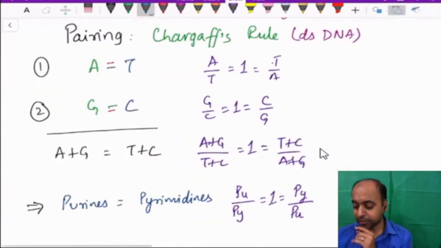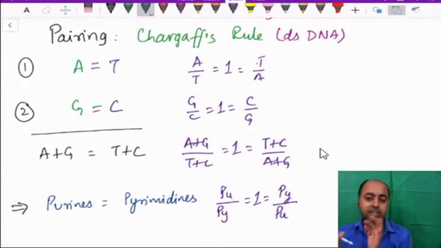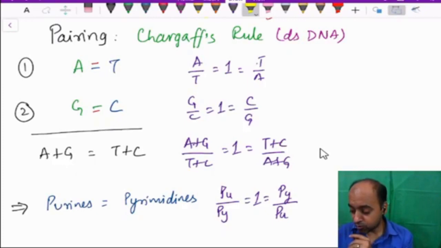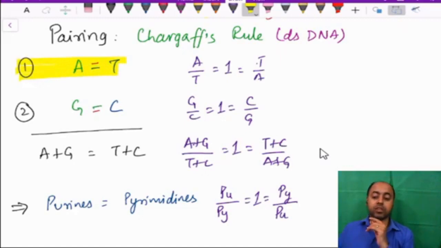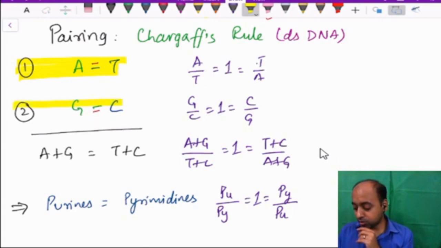Now, I told you it becomes difficult to keep the various relationships in the mind, which one to remember, which one to forget. So obviously you remember this relationship, A is equal to T. Let's say that it is rule number 1. You remember rule number 2, G is equal to C. Let's say this is rule number 2.